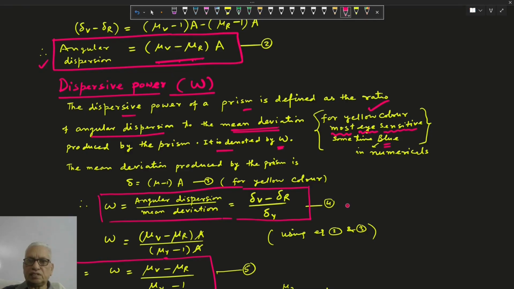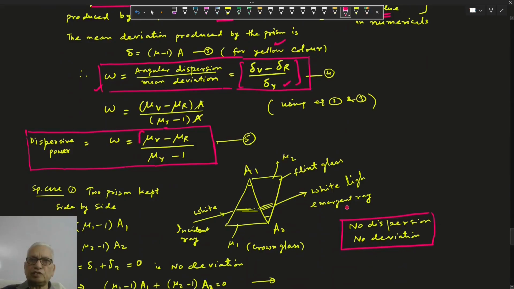So for mean deviation, delta for yellow color is equal to (mu minus 1) A, given by equation 3. Omega is defined as angular dispersion upon mean deviation. In terms of delta, delta V minus delta R is the angular dispersion given by equation 2, divided by equation 3 for yellow color. In terms of mu, we put the value of delta V that we already found, the angular dispersion in terms of mu, upon the mean deviation for yellow color, and A cancels. So the dispersive power in terms of mu can be written as (mu V minus mu R) upon (mu yellow minus 1).